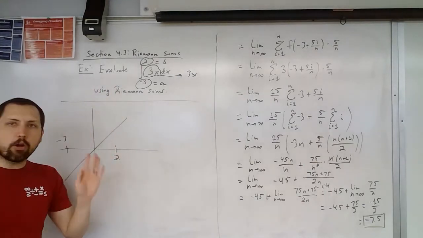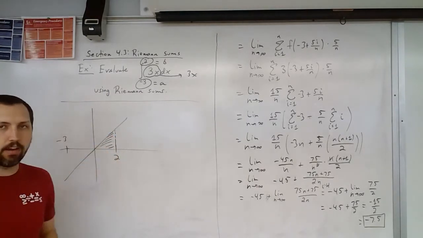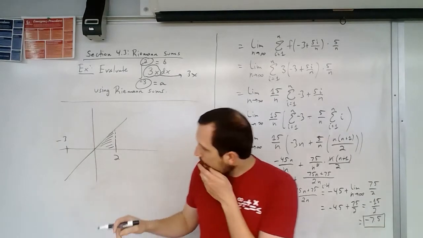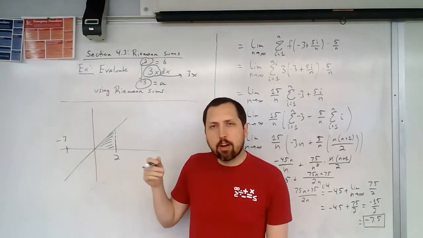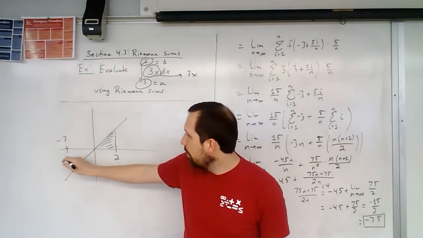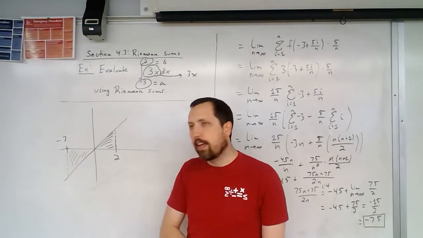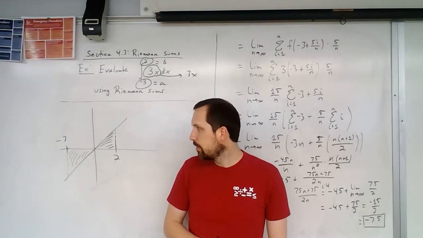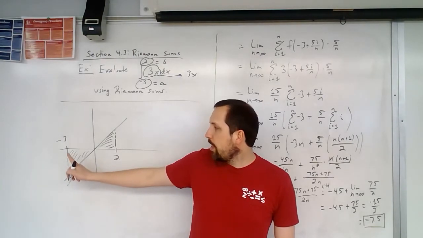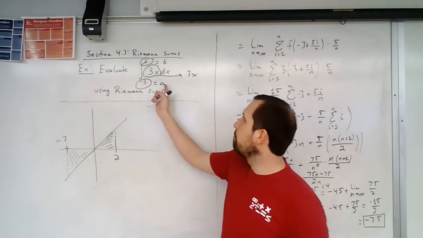So from 0 to 2, this would be what we would expect to find. From negative 3 to 0, well, our function is negative. So what does this mean? Well, we actually found this. So we have found this area. This is what's somewhat being defined by this.